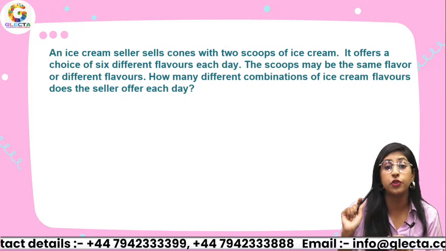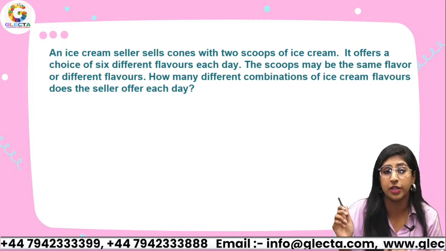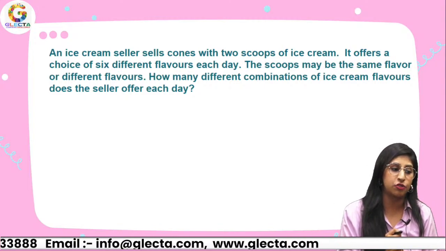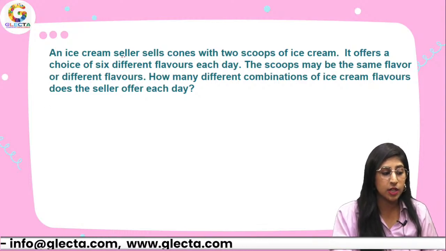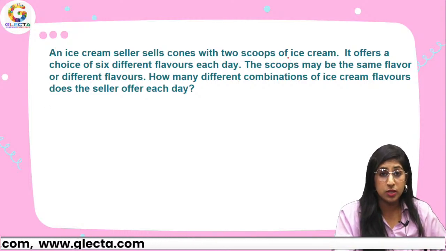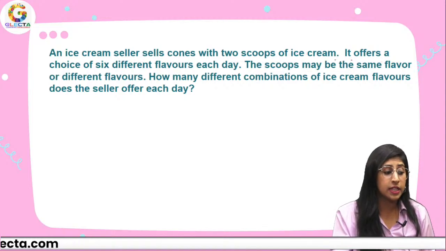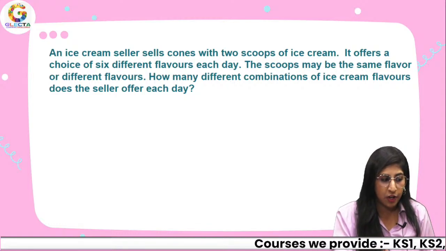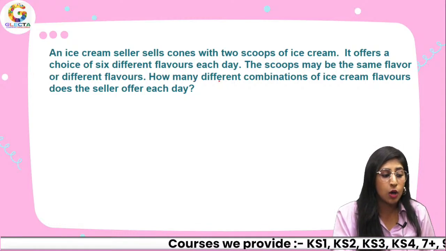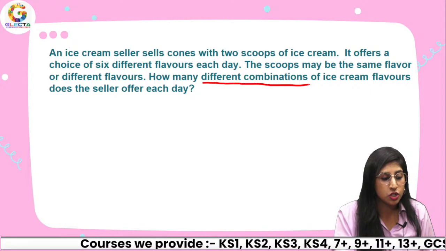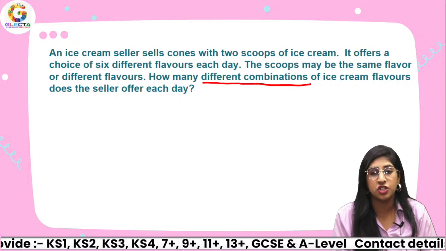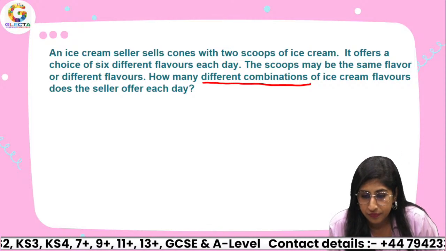Because we try to answer the common doubts as well. For example, if you see this question on the screen, this was a common doubt of a lot of people on our Telegram group. An ice cream seller sells cones with 2 scoops of ice cream, and it offers a choice of 6 different flavors each day. The scoops may be the same flavor or different flavors. How many different combinations of ice cream flavors does the seller offer each day? Let's see.